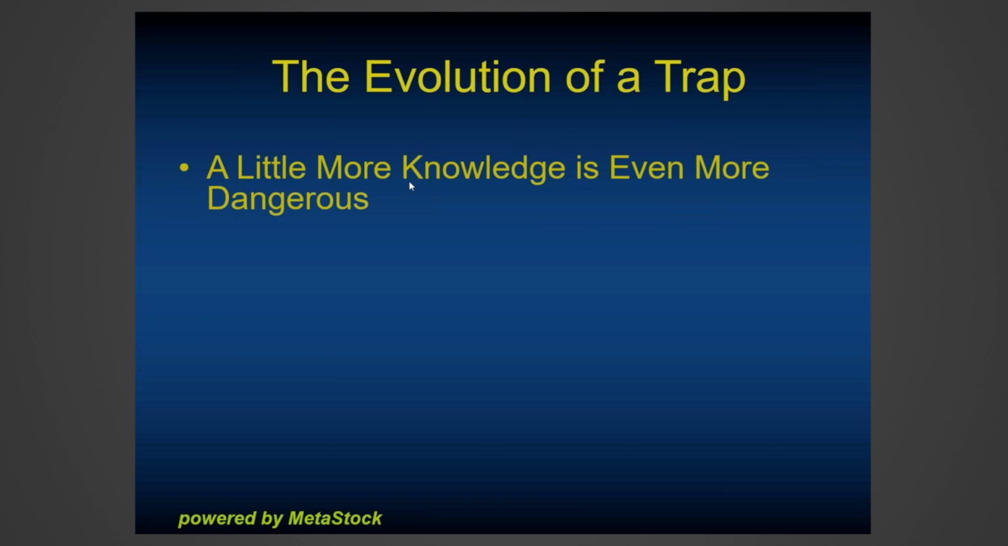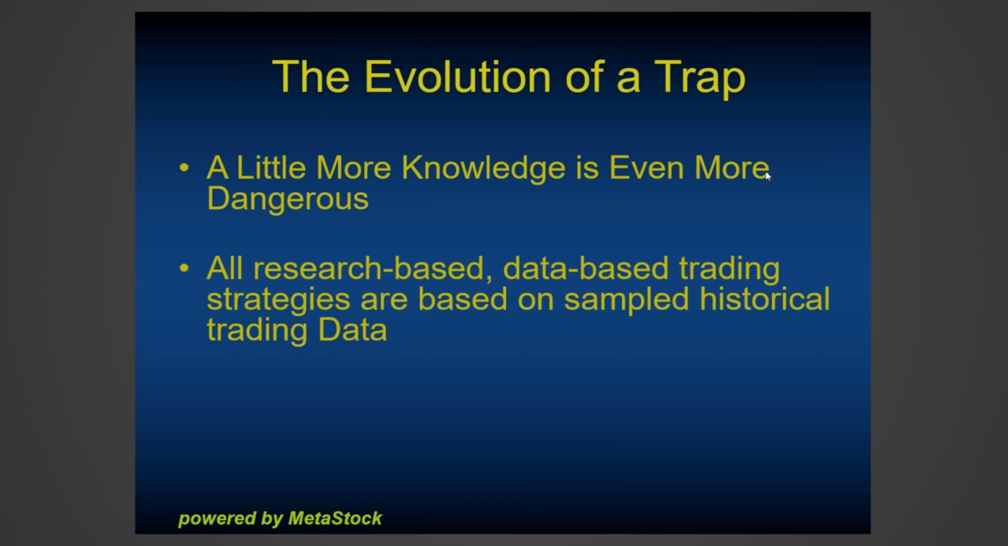The second part of the trap, and as I say here, a little more knowledge is even more dangerous, is that all research-based and database trading strategies are based on sampled historical trading data. And smart people tend to trust big data. We all are taught, if we know anything about the scientific method or big data, that the bigger the sample, the better the results, the more accurate things generally are.